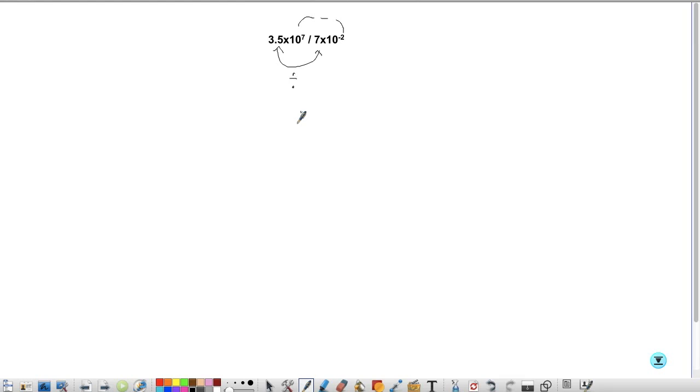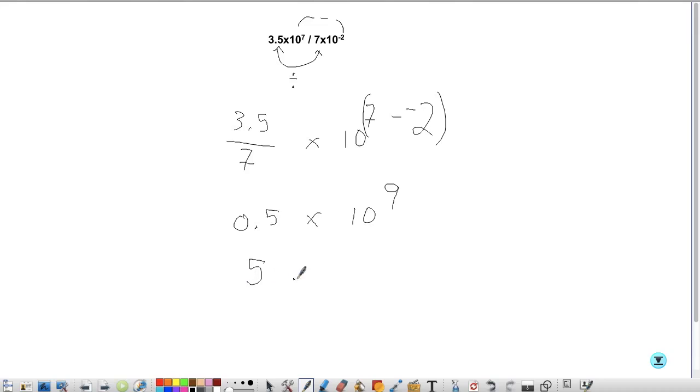So this is going to be 3.5 divided by 7, so that's the coefficients, times 10 to the 7 minus a negative 2. So this is 0.5 times 10 to the 9th, but I still have to fix this number. So this is going to be 5 times 10 to some power. I made the coefficient larger, so the power has to get smaller, so that's 10 to the 8th. And that is how you do scientific notation.